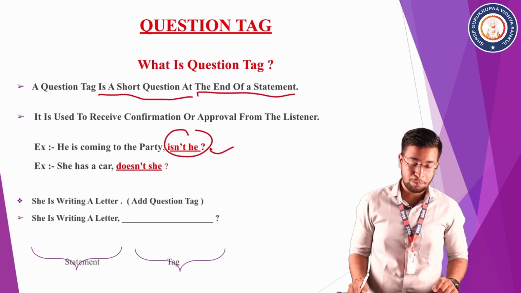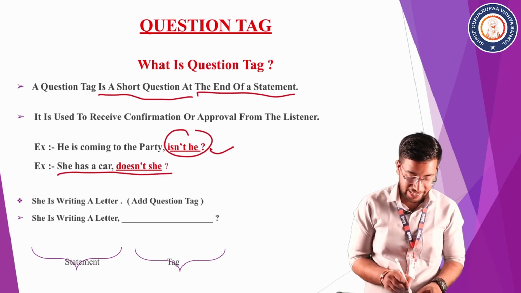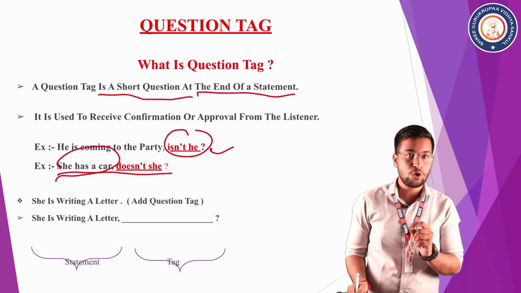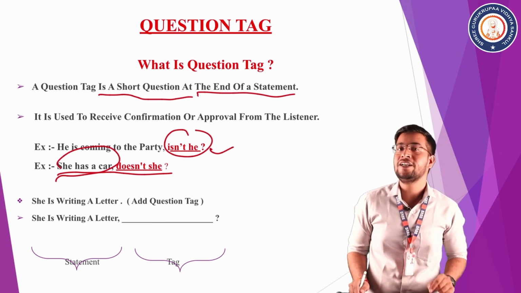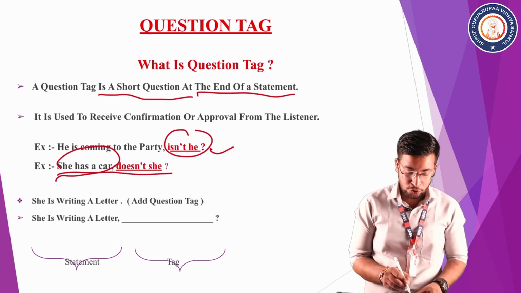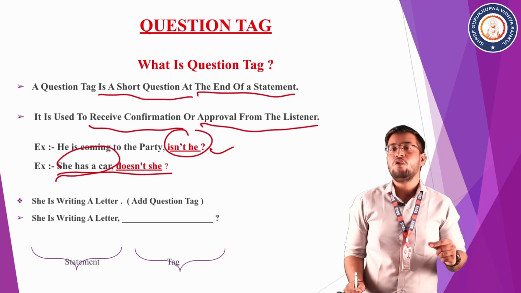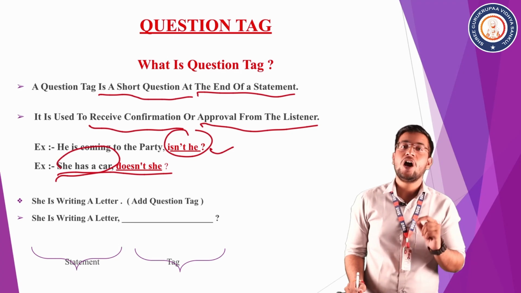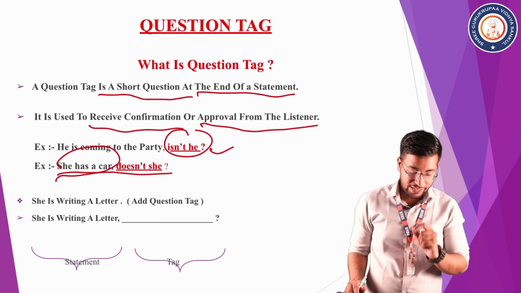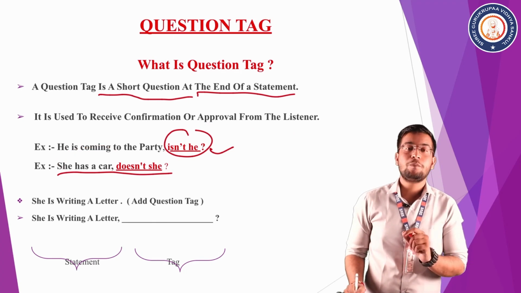If you see another example, she has a car, doesn't she. In this example, the first part, she has a car, is a statement, and at the end of this statement, we have used a short question. This short question is nothing but question tag. Now the question comes, when do we use question tag? We use question tag to receive confirmation or approval from the listener. Whenever the speaker wants confirmation or approval from the listener, at that particular time we use question tag. For example, he is coming to the party, isn't he?